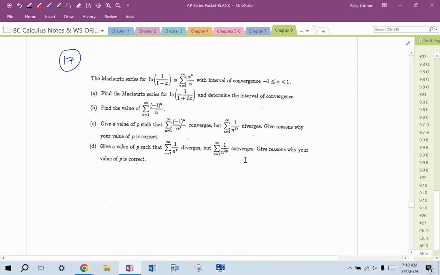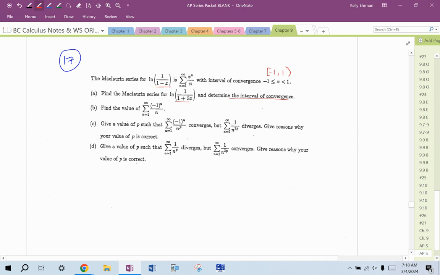So on problem 17, it says the Maclaurin series for ln of 1 over 1 minus x is given by this, x to the n over n, with this interval of convergence. So they are including -1, but not +1. Find the Maclaurin series for ln of 1 over 1 plus 3 to the x, or 3x, and determine the interval of convergence.